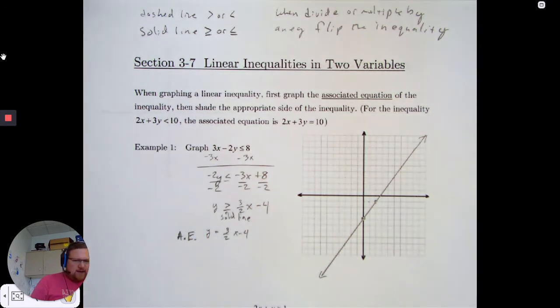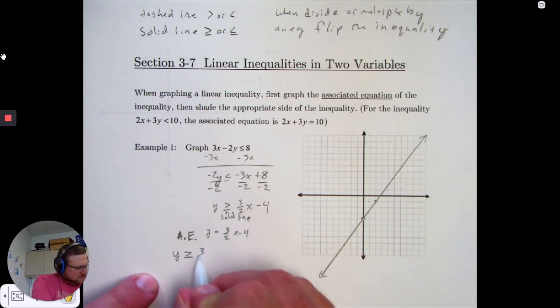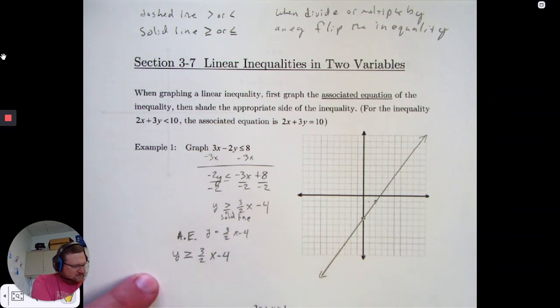Okay, and now I have to determine on which side of that line is the statement true. So what I always advise students to do is just pick a nice easy point to determine if that is a solution or is not a solution to our equation. So if I go back to my inequality of y is greater than or equal to 3/2 x minus 4.